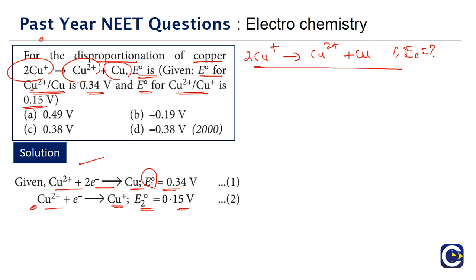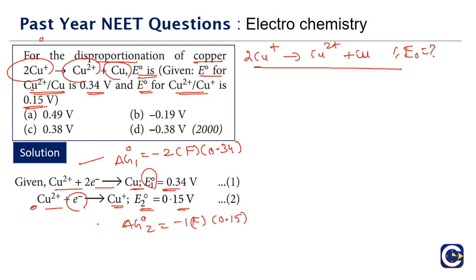So for the first equation, let us write down the del G. Del G naught 1 is equal to minus the number of electrons exchanged, which is 2, into F into E naught, 0.34. Now for the second, del G naught 2, the number of electrons exchanged is 1, so minus 1 into F into 0.15.